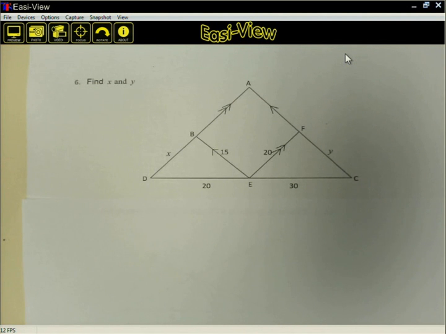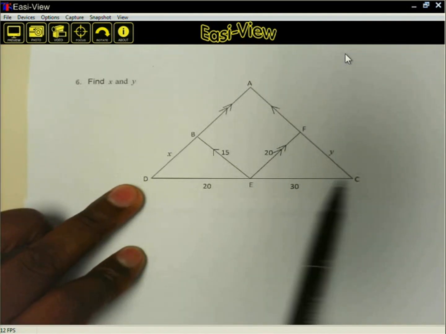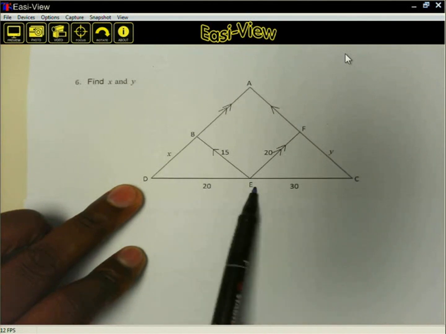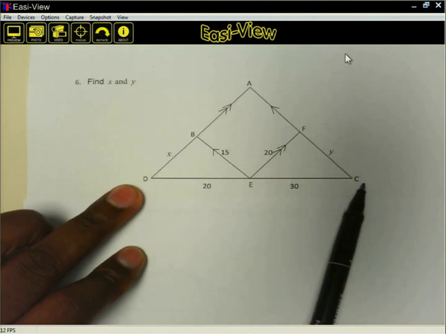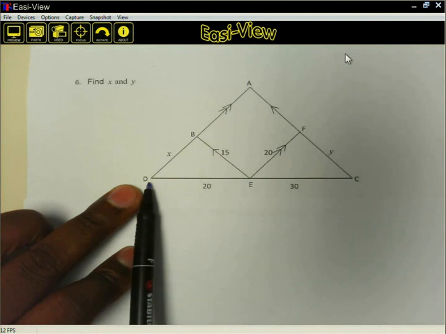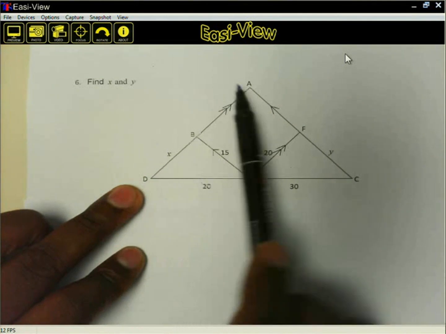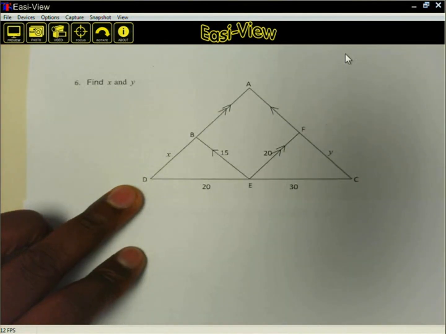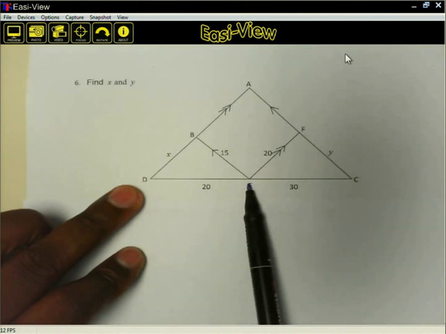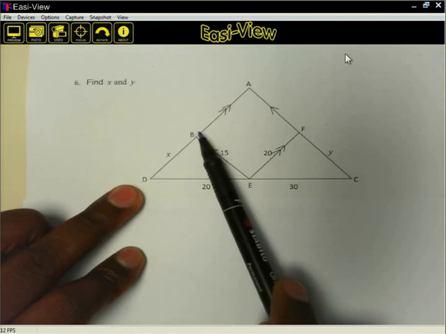Let's check. Why am I talking about that? Because you look at this bigger triangle ADC. You've got DE, which is parallel to AC. So this DE, because it's parallel to AC, divides the sides DC and AD in the same proportion. It means DE over AC is equal to DB over BA.